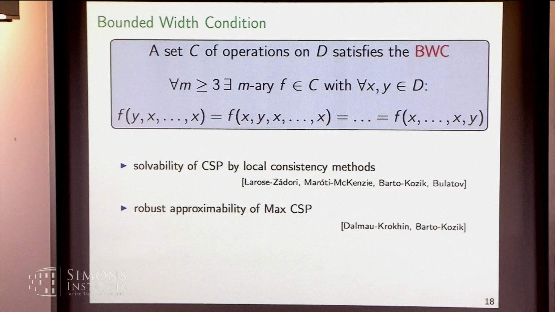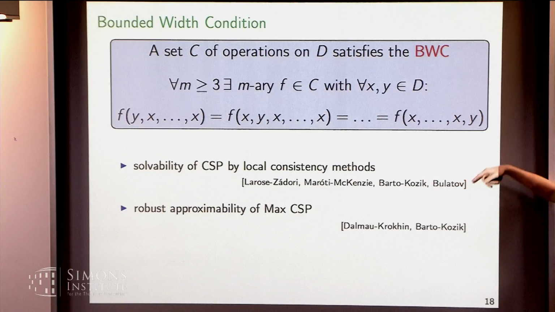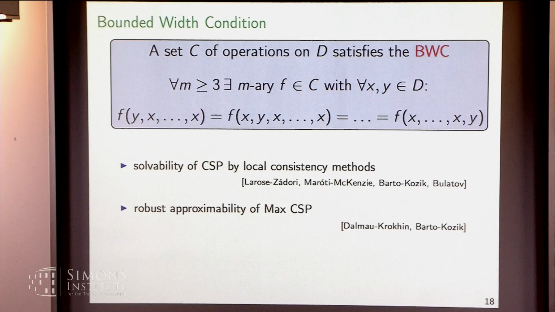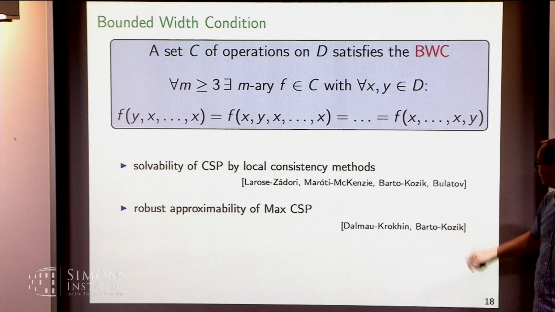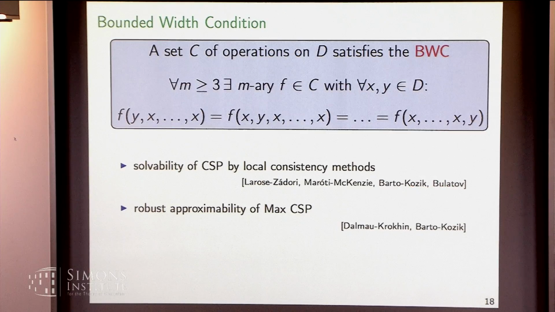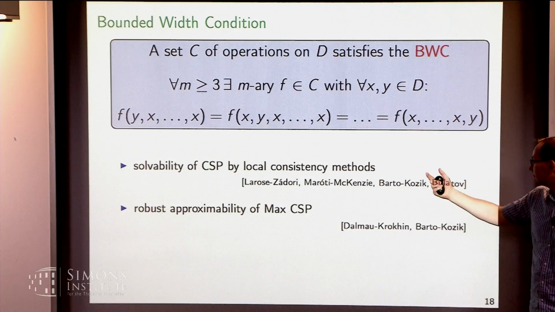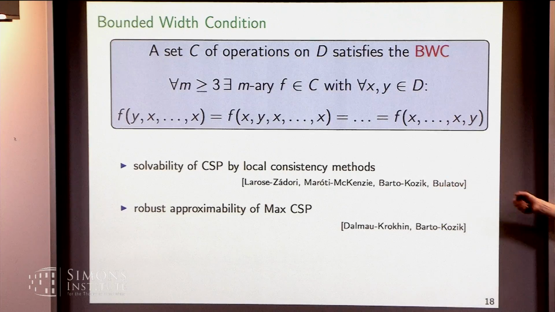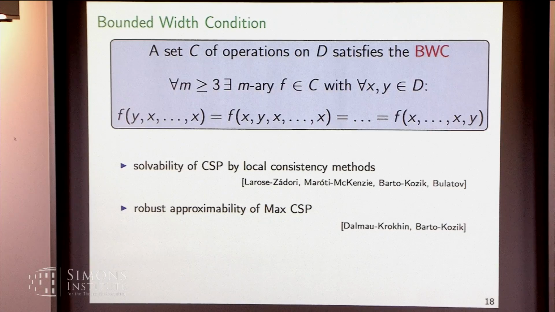So where does this condition come from? In a very important series of papers, and we have some of the authors here, it was established that this condition precisely captures the power of local consistency methods for decision CSPs. This is known as the bounded width theorem due to Barto and Kozik, and independently obtained by Andrei Bulatov. And later on, Libor and Martin used the techniques from that result to show that this condition also captures all max CSPs that can be robustly approximated. So these guys, Victor Dalmau and Andrei Krokhin, got the hardest part, if you like, and they did the algorithmic part.